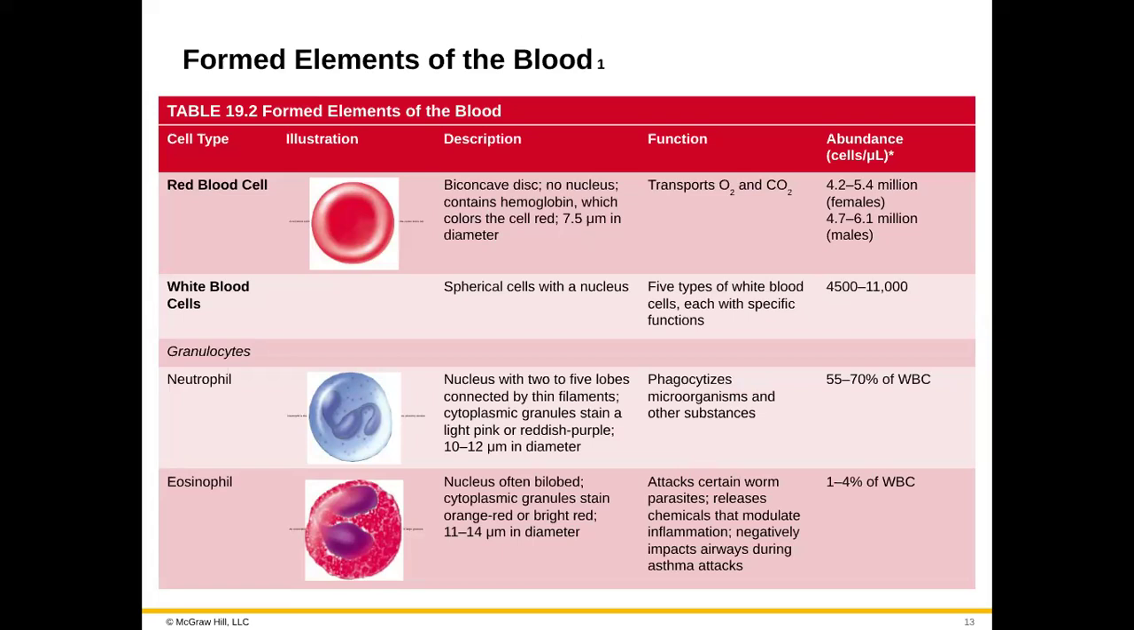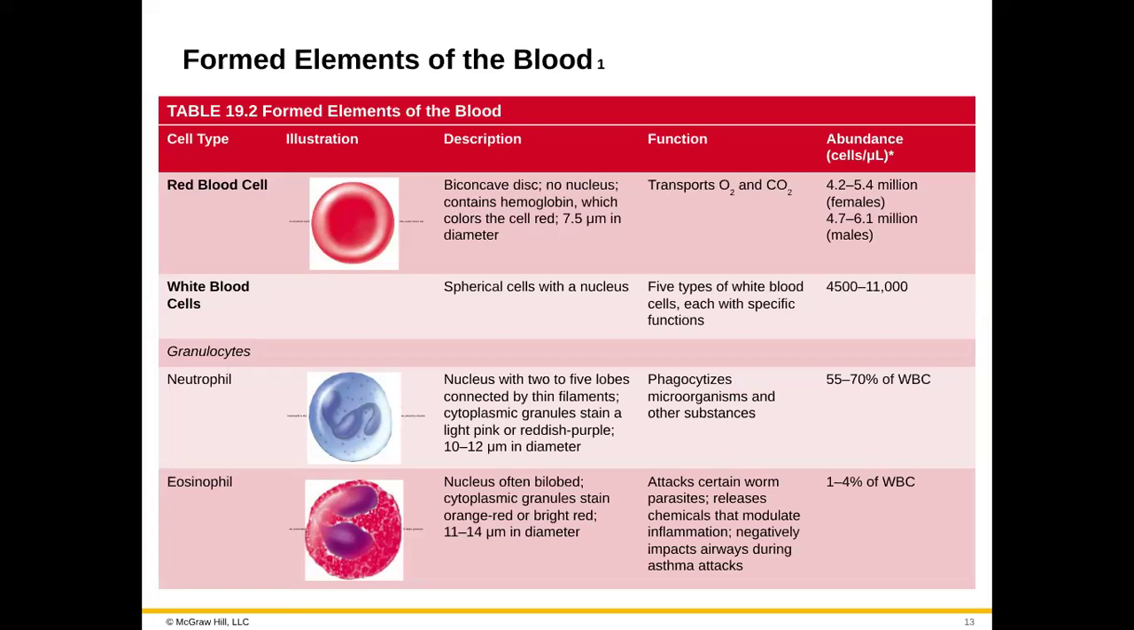Typically 4,500 to 11,000 per microliter. So we're going to look at granulocytes first, their functions, and what percentage of the white blood cells they make up. We'll start with the neutrophil.